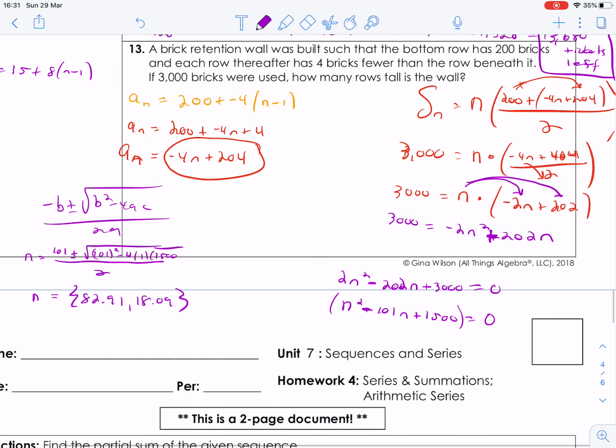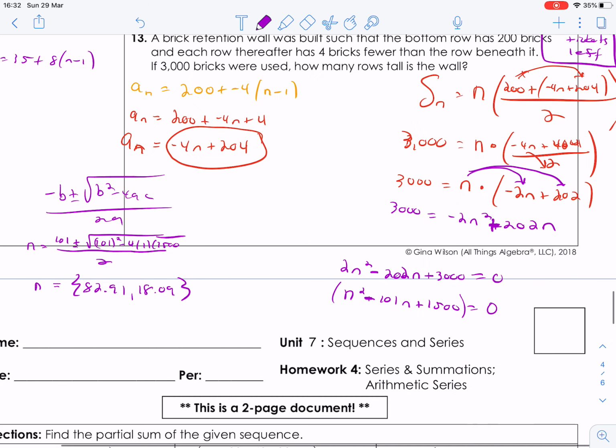Now, which one makes sense? Or do they both make sense? Could it be 83 rows tall? What do you think? Can it be 19? Which one are we going to use? 83, 19? How do we know for sure?